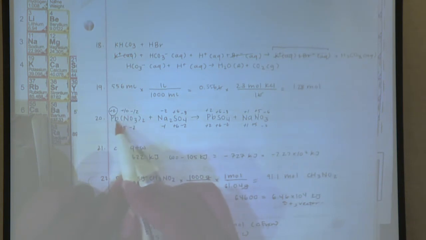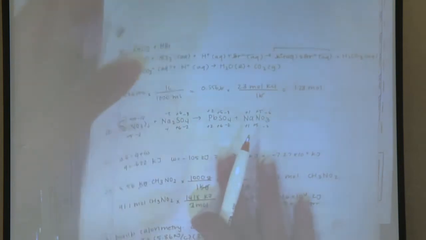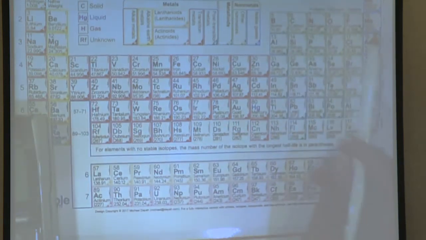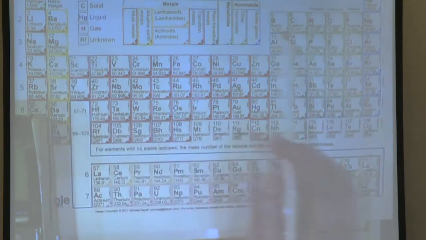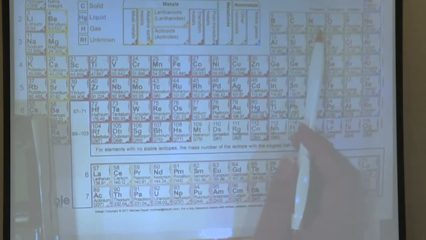That's how I am going to assign my oxidation state to my other atoms, right? So oxygen gets assigned a -2. Nitrogen could either be assigned a -3 or a +5, depending on where it is in the periodic table, right? Because it's 1, 2, 3 from the right, or it's 1, 2, 3, 4, 5 from the left. So it can be either a -3 or a +5.